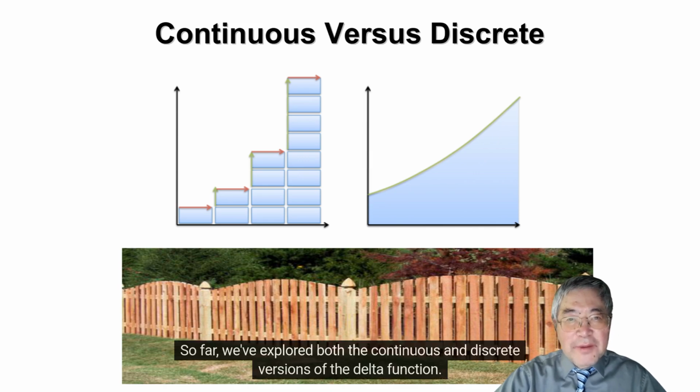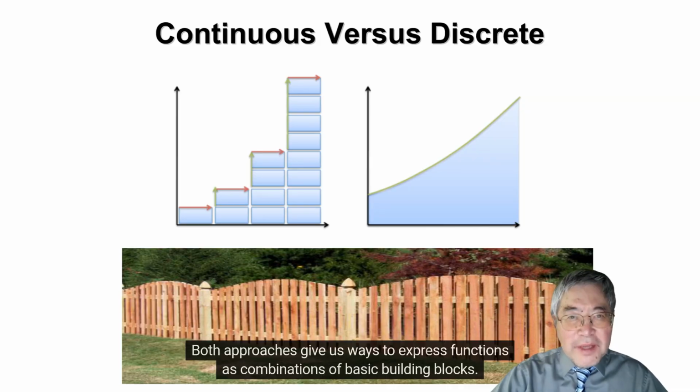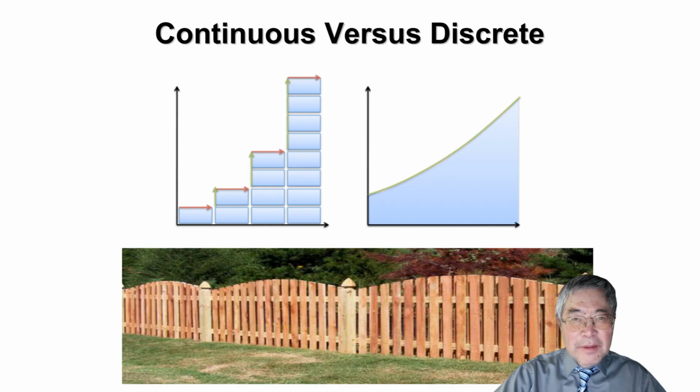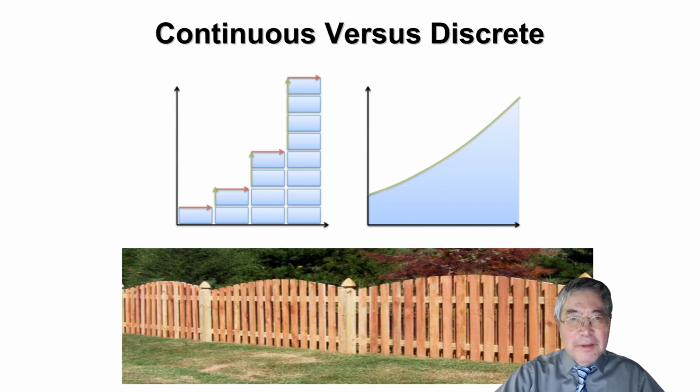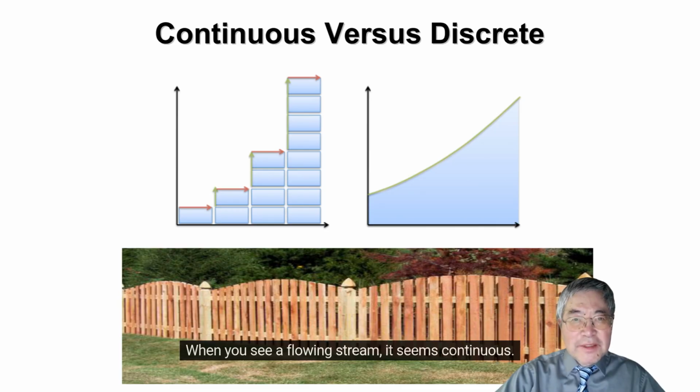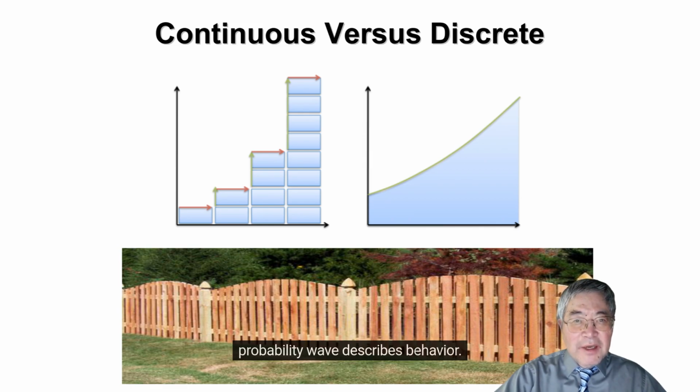So far, we've explored both the continuous and discrete versions of the delta function. Both approaches give us ways to express functions as combinations of basic building blocks. Whether a system or phenomenon is fundamentally continuous or discrete isn't always clear. Think of water. When you see a flowing stream, it seems continuous, but if you zoom in, you'll find discrete molecules. And if you go even deeper, those molecules follow the rules of quantum mechanics, where a continuous probability wave describes behavior.